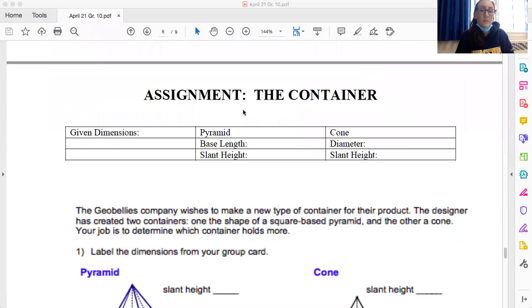Okay, there's your assignment again. If you don't know what to do, look back at the other video and it tells you step by step what to do. Good luck.